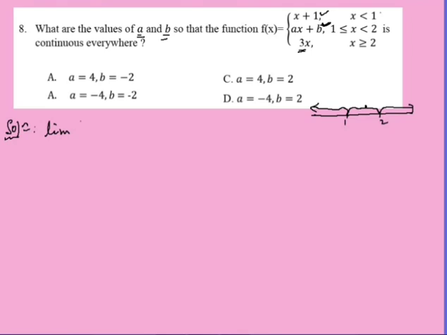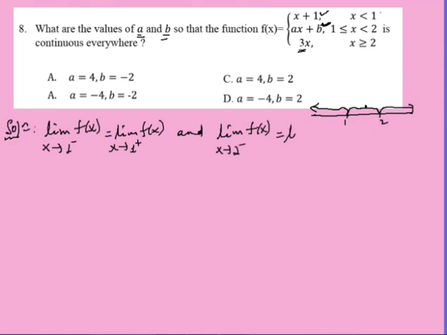The limit of this function f of x as x approaches 1 from the left must be the same as the limit of the function as x approaches 1 from the right. At the same time, this function must be continuous as x approaches 2 from the left and from the right. Now this function will be continuous everywhere.